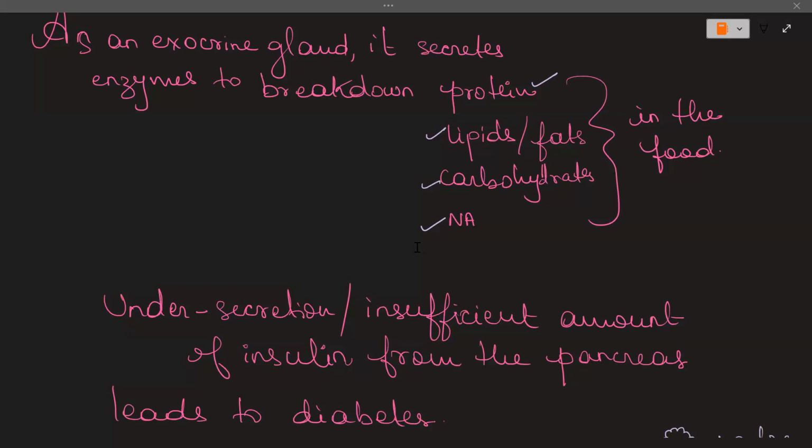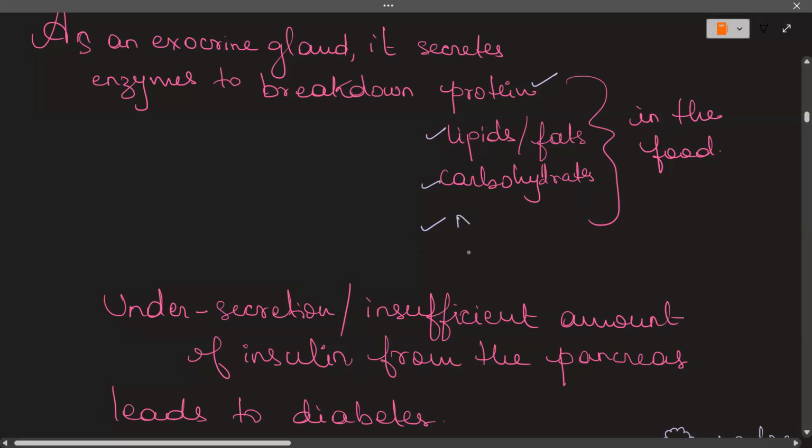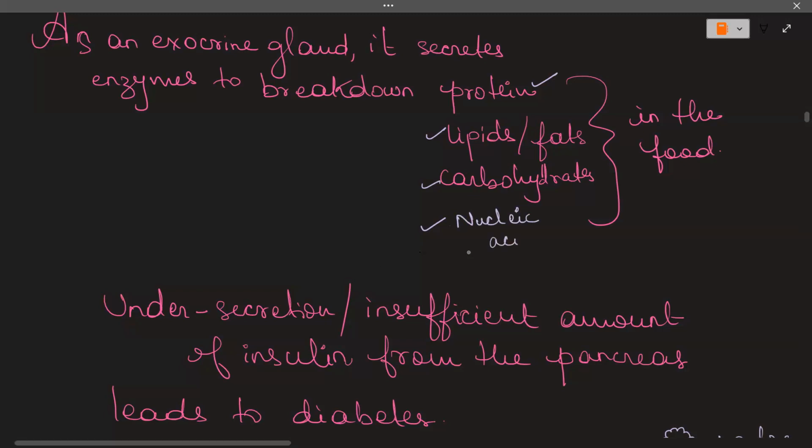Now, what is NE? Yes. NE is nucleic acid. Pardon? Nucleic acid. Okay. But don't write it. Listen, don't write it, because it's not there for you people. You just write this much only, okay? Yes, ma'am.